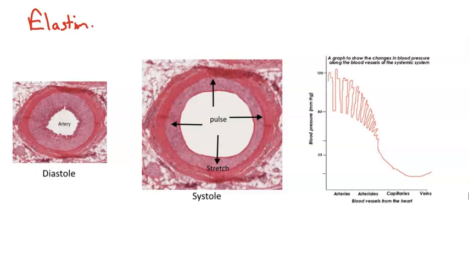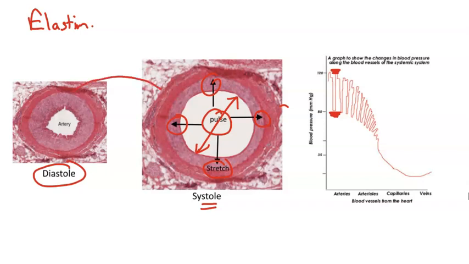Here we have the blood vessel in diastole, which is the lower reading. And here we have the blood vessel stretched out in systole, the higher reading, as a pulse of blood passes through. And this causes a stretching of the blood vessel, as we can see with the lumen size here. But remember the idea of the elastin.